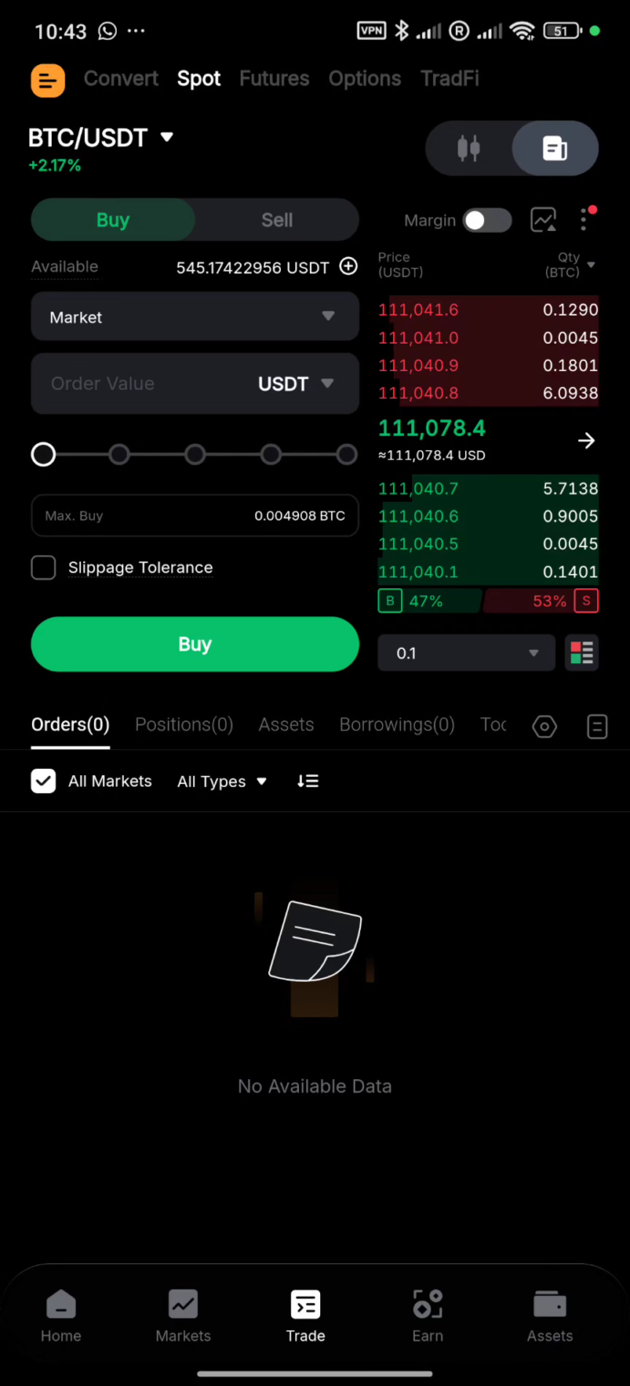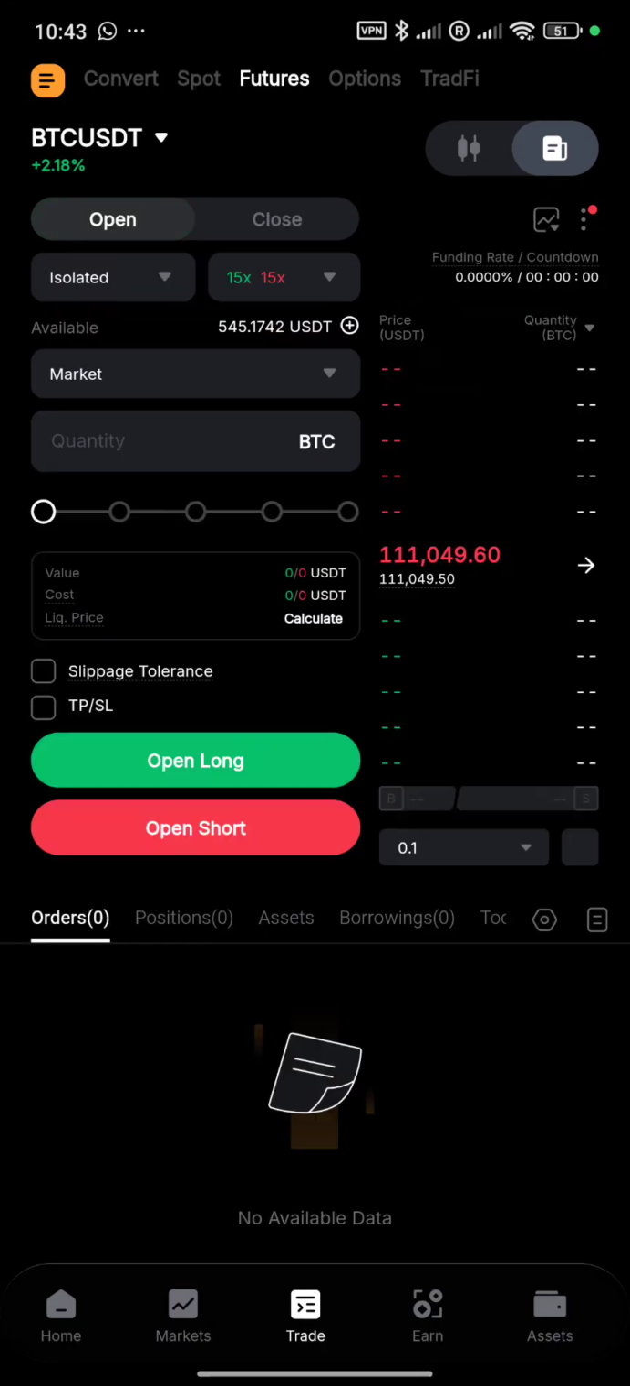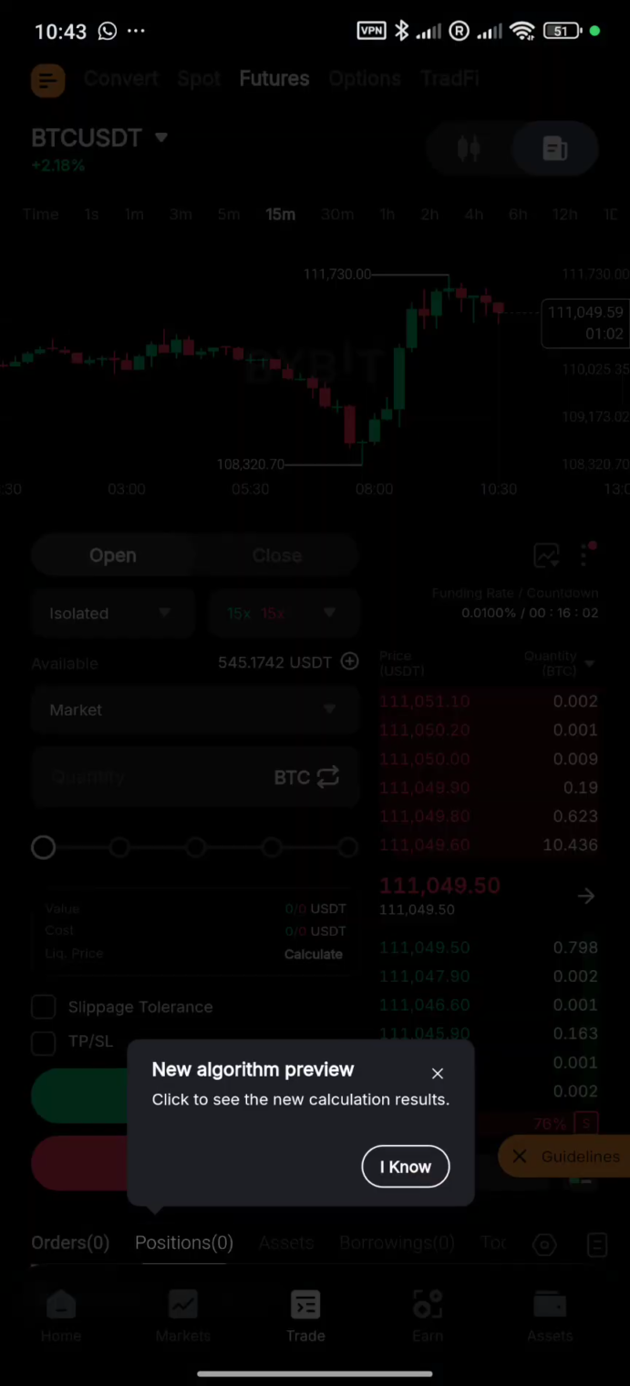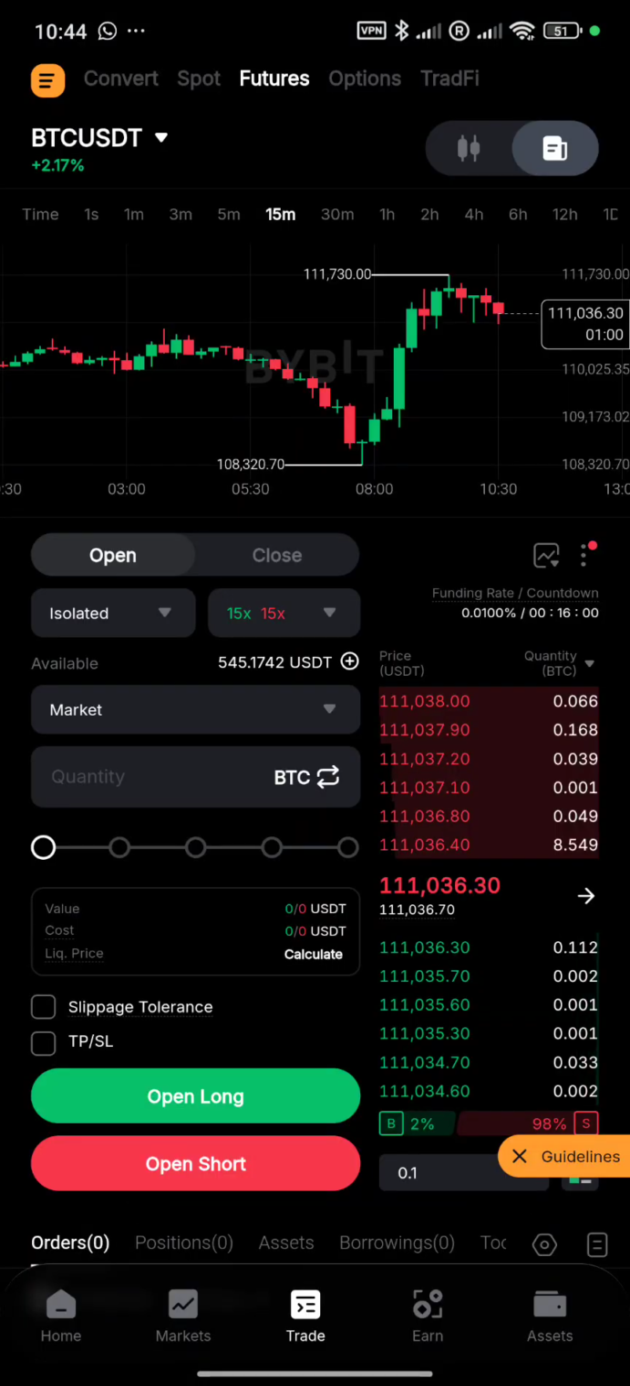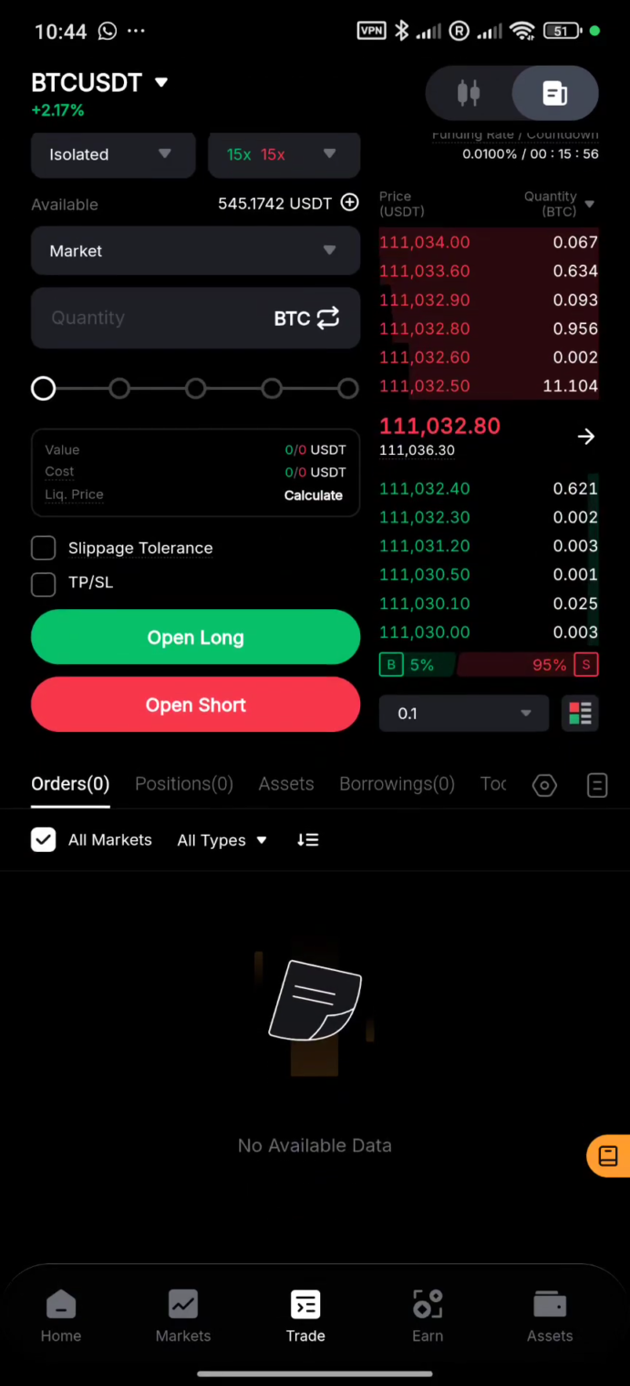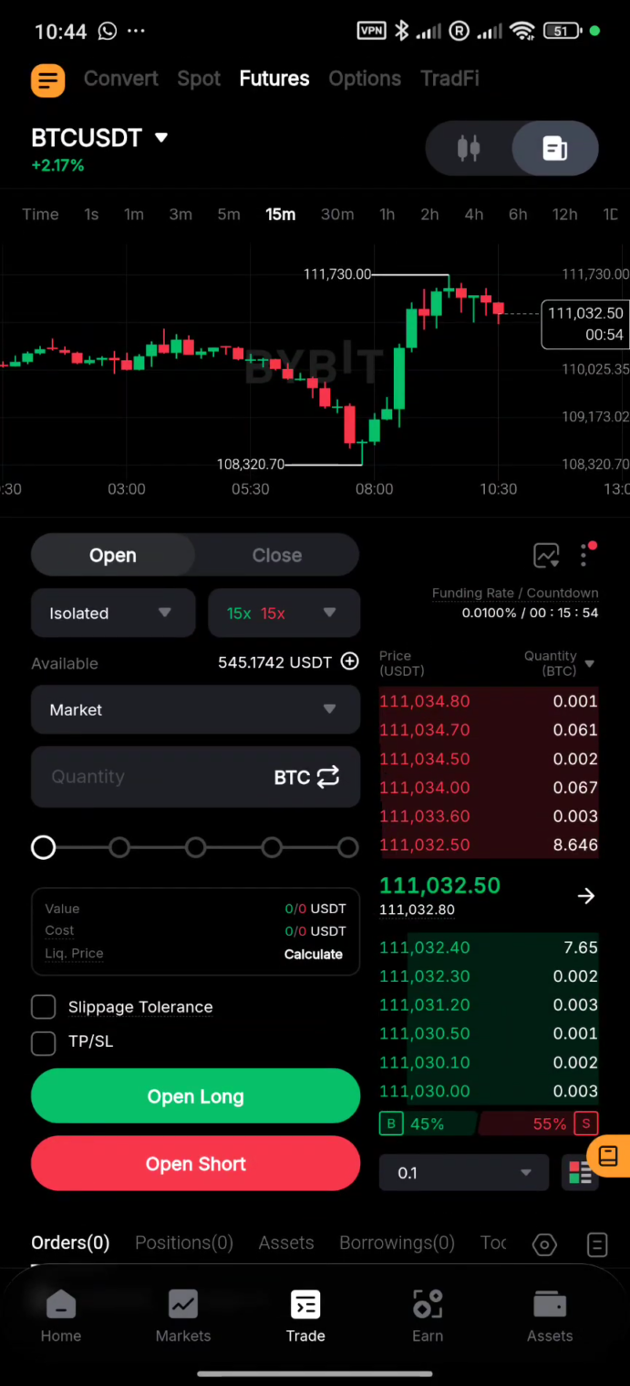All you need to do is open your Bybit account and go to spot, and go to trade. Sorry, I've already transferred some money from my funding. So let's just click on futures, confirm. So you can see this is the futures interface. For you to set the take profit, there are two ways to do it.